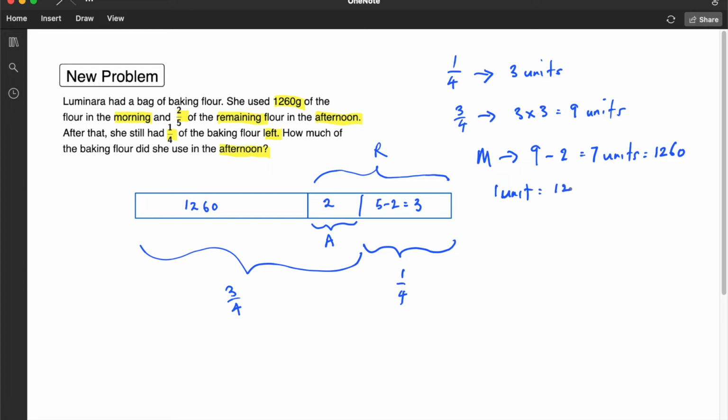It will be 1260 divided by 7. That will give us 180 gram. Then the question asks for the afternoon. So the afternoon is actually only 2 units, so it will of course be equal to 180 multiplied by 2, 360 gram.